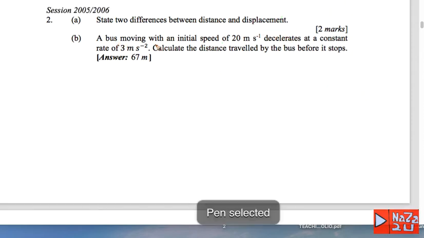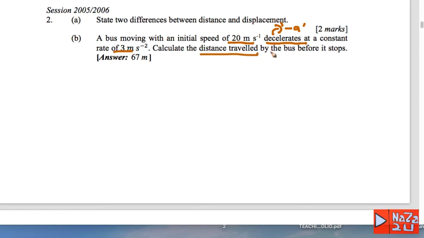A bus moving with initial speed u of 20 meters per second and decelerates. Deceleration means the acceleration has a negative value. So it decelerates at a constant rate of 3 meters per second squared. The value here is negative because it decelerates. Calculate the distance traveled by the bus before it stops.